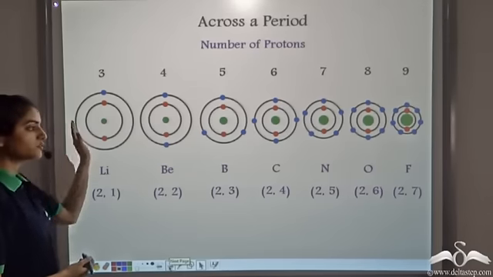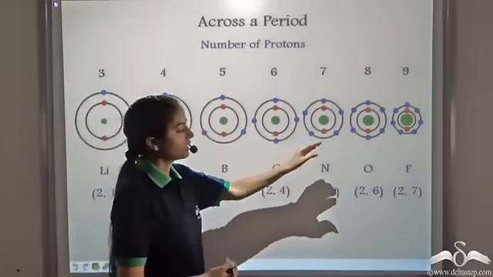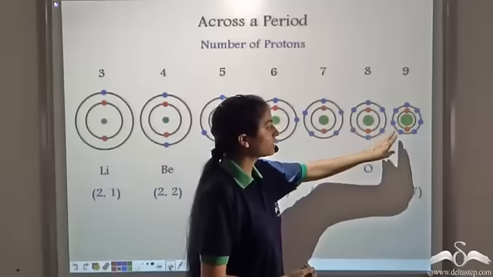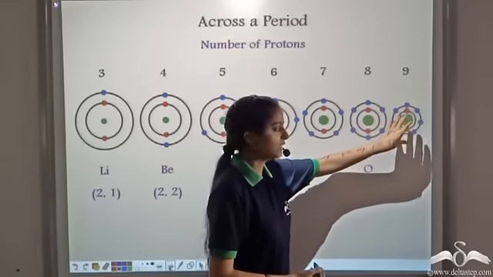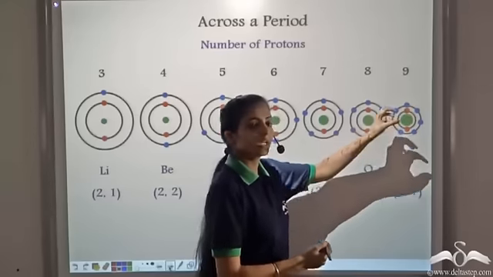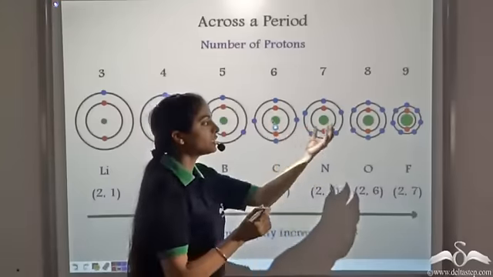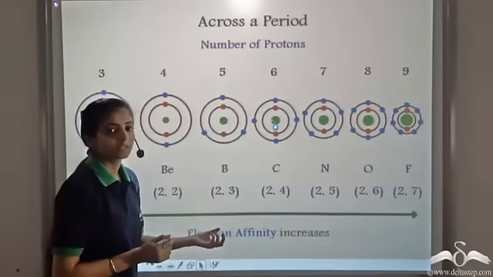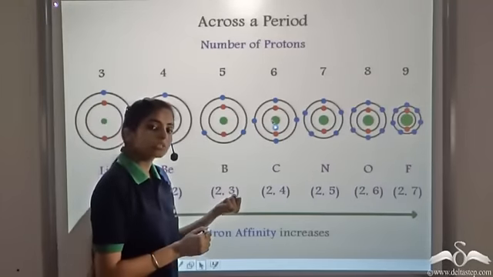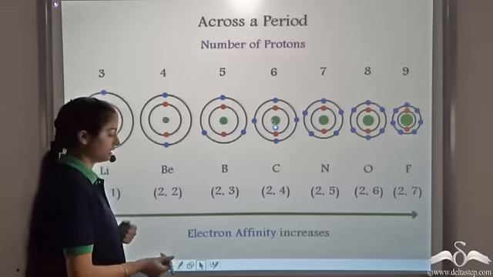As we move from left to right in a period, the atomic size decreases. As a result, the outermost shell comes closer to the nucleus. So the nuclear effect on the outermost shell increases. The attraction of the electrons towards the nucleus increases. Hence, there is greater affinity of electrons towards the nucleus. So the electron affinity increases. That is, greater the affinity of electrons towards the nucleus, greater is the energy released when an electron is added to the atom.